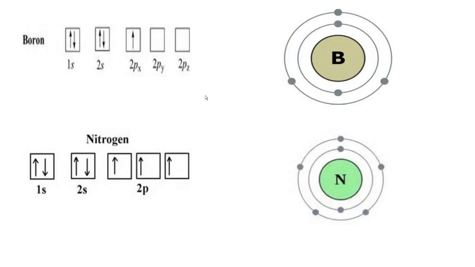Now here you can see that this is boron, 1s2, 2s2 and 2p1: 2 inner electrons and 3 outer electrons. These 3 electrons can be lost, and boron forms the +3 oxidation state.